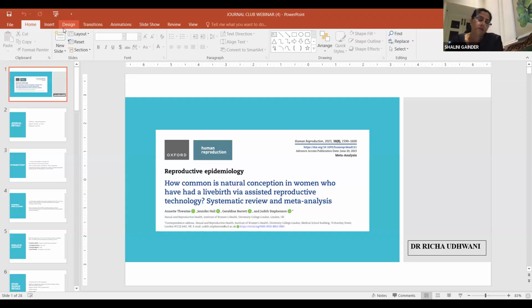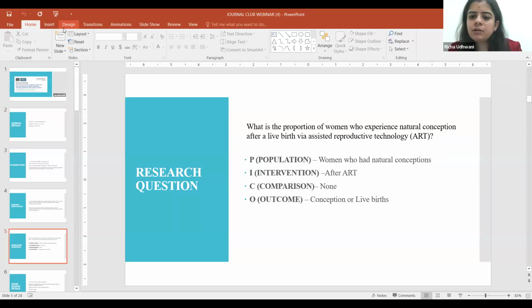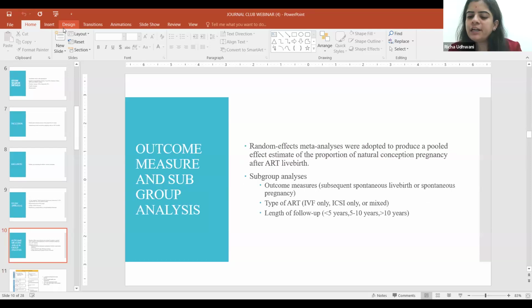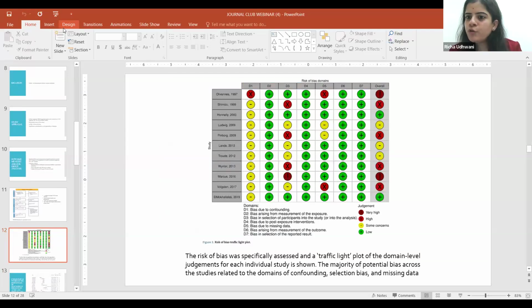What was the final assessment of this traffic light plot? Ma'am, as we can see, in the traffic light plot they had used 7 domains for all the studies. They applied the 7 domains, and in the traffic light plot they had given color coding: low, some concerns, high, and very high concern for the final judgment in those studies for that particular domain.